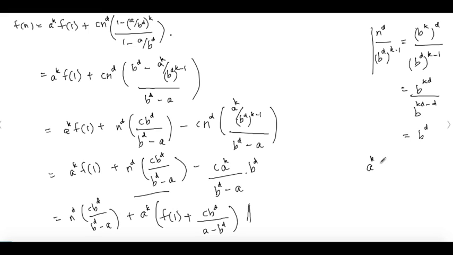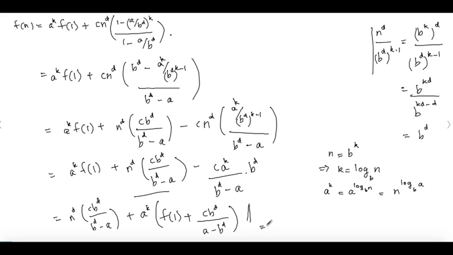Now the question is, what is a^k? We want to write a^k in some form of n. So first of all we write n is equal to b^k, which means k is equal to log_b n, and a^k is equal to a to the power of log_b n. Now this is also equal to n to the power of log_b a. And you can prove it. You can just take log base b on both sides, and this will be log_b of a times log_b of n, and this will be log_b of n times log_b of a.